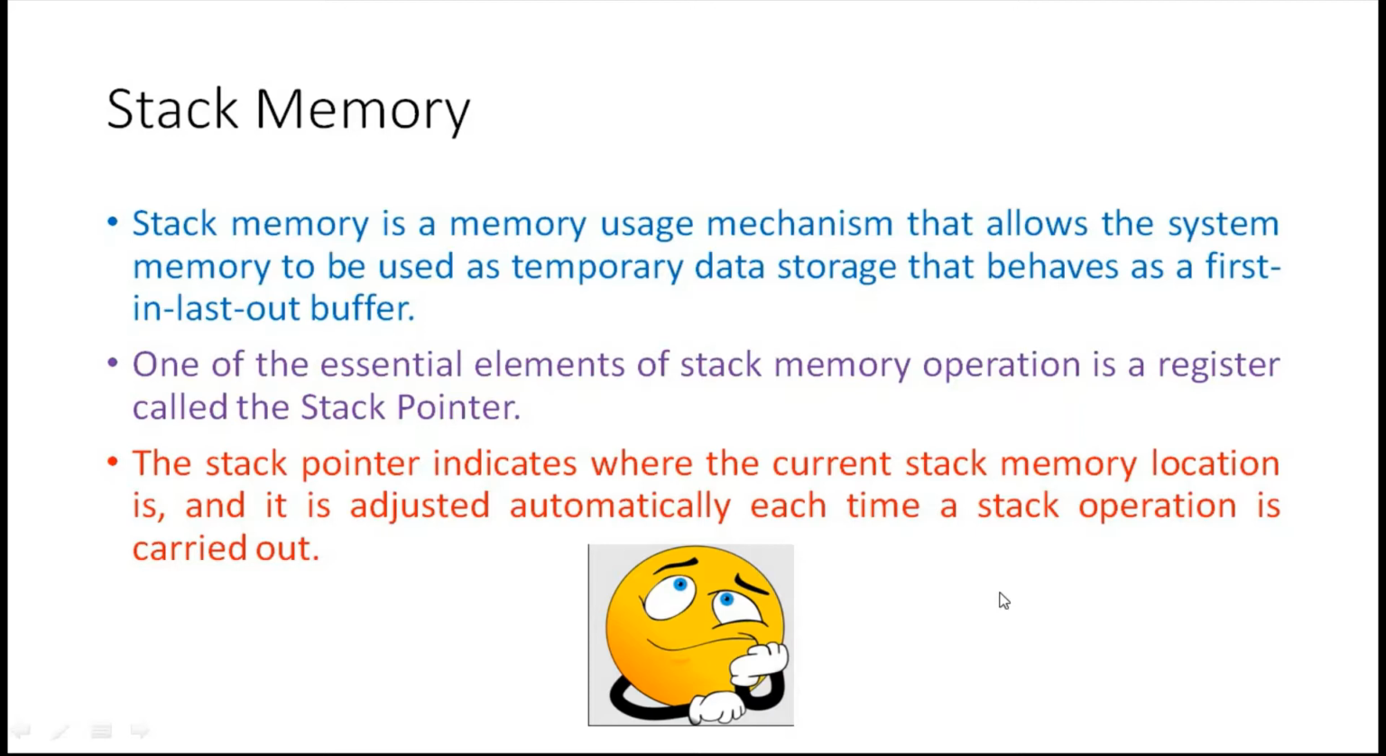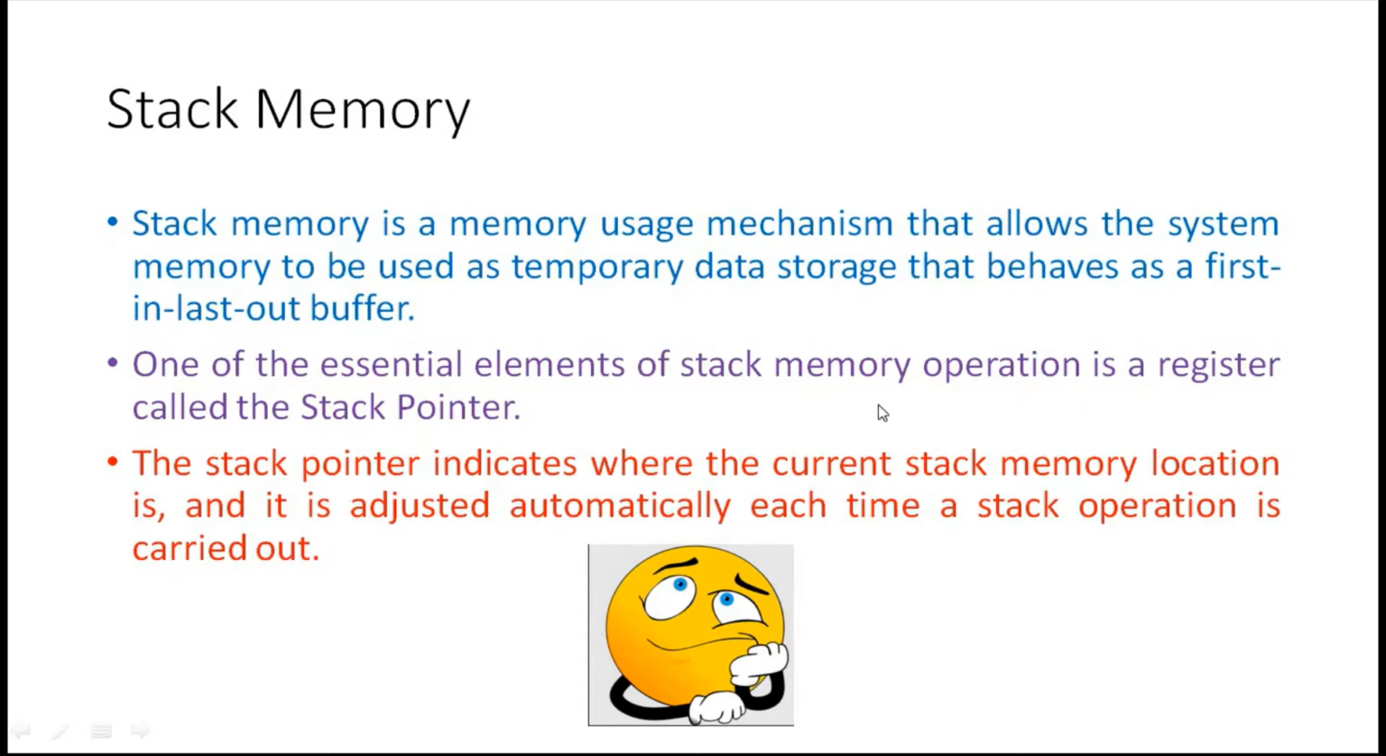So here you can see the definition of stack memory. What is stack memory? The stack memory is a memory usage mechanism that allows the system memory to be used as a temporary data storage that behaves as a first in last out type buffer. It means we can use any system memory, a random access memory, as a stack memory. Generally, this stack memory works as a serial type of memory, that is first in last out type.